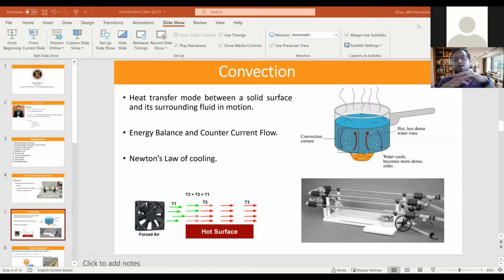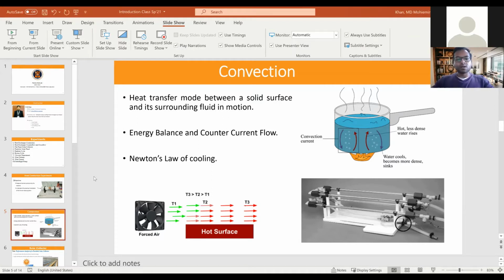But when there's a flow involved, meaning when you have a fan or a wind turbine or anything which pushes the fluid towards a direction, this is when you're going to have forced convection. We will study both forms, and in the process we will study Newton's law of cooling. It sounds kind of hard, but it's pretty simple. Once you see it, it's not that tough to calculate.